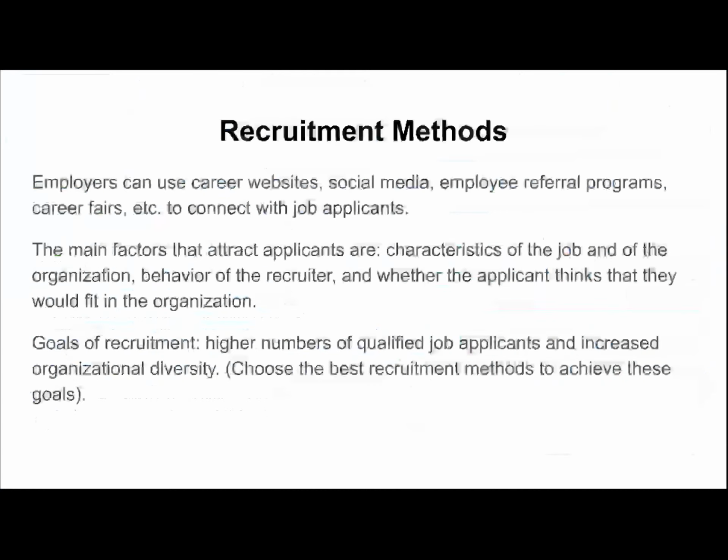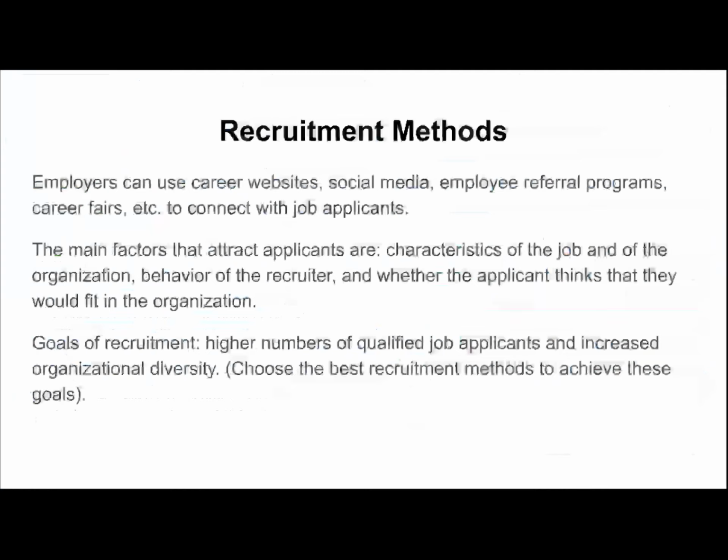Let's talk about recruitment methods. As I'm sure you know, many employers use career websites, social media, referral programs, career fairs, newspapers, lots of different ways to recruit people. And it's important to not just recruit a lot of people, but to recruit good people. Recruit applicants who have a good fit with the job openings and with the organization.